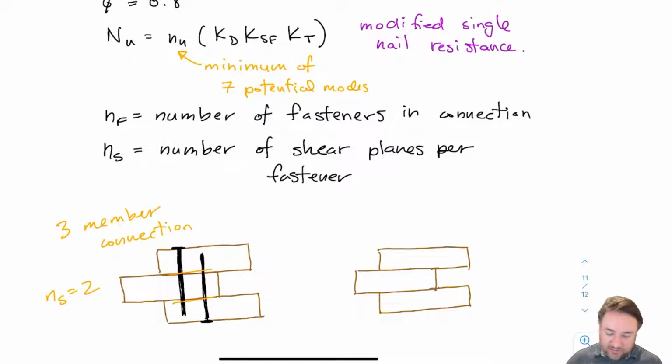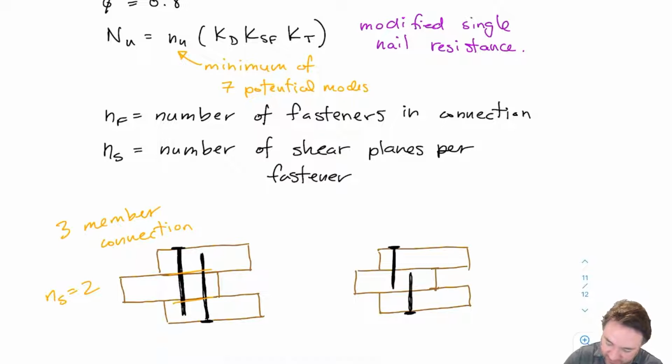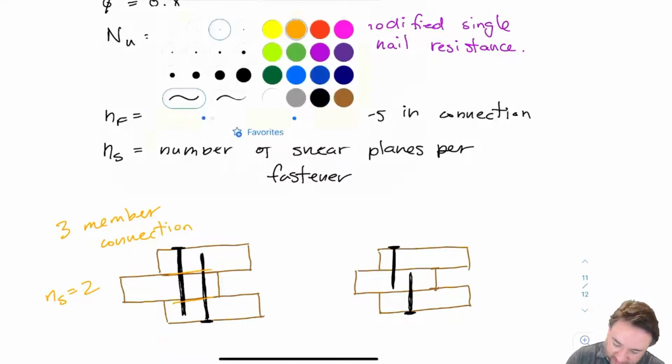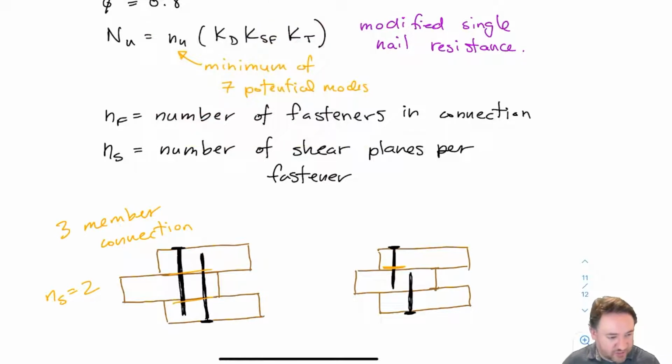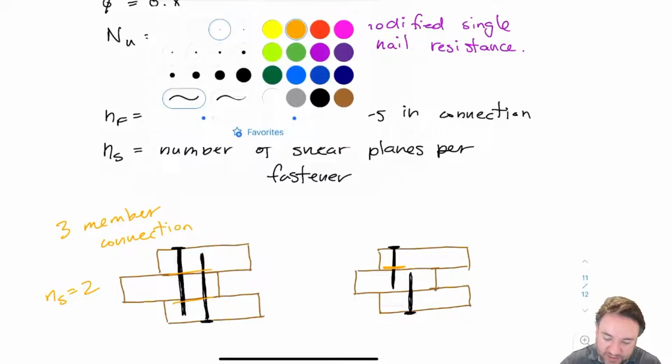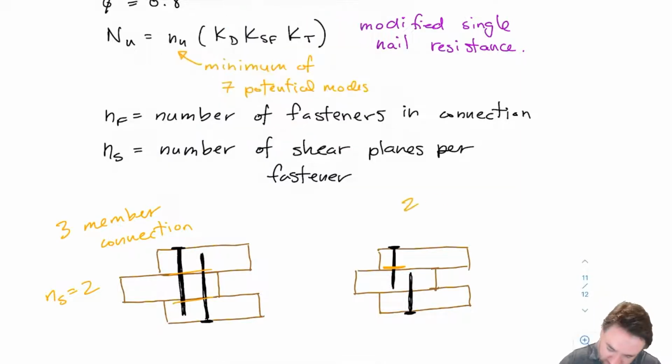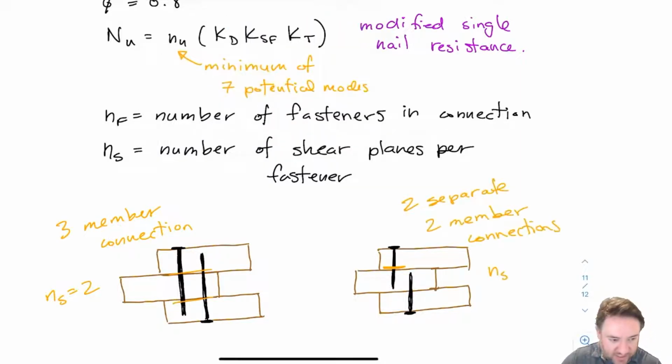Then the other case that I could have is maybe I don't have nails that are so long. Maybe each nail just goes from one member into the center member, and I'm doing that from each side, for example, something like this. So now each nail only intercepts 1 shear plane. This is not a 3-member connection. This is 2 separate 2-member connections. So the NS, the number of shear planes for each one, is going to be 1.